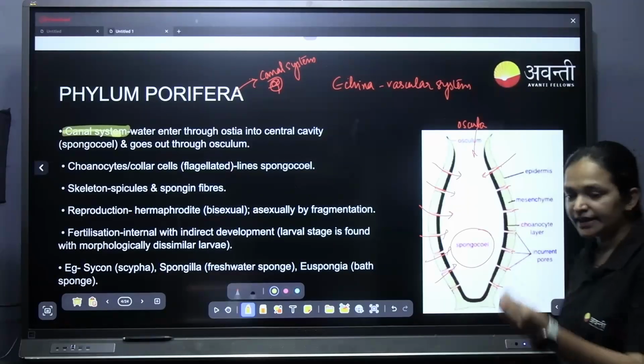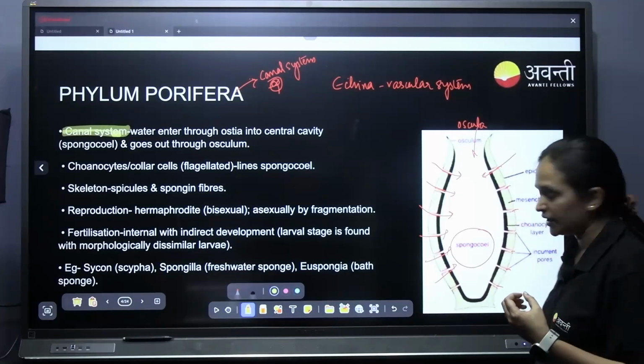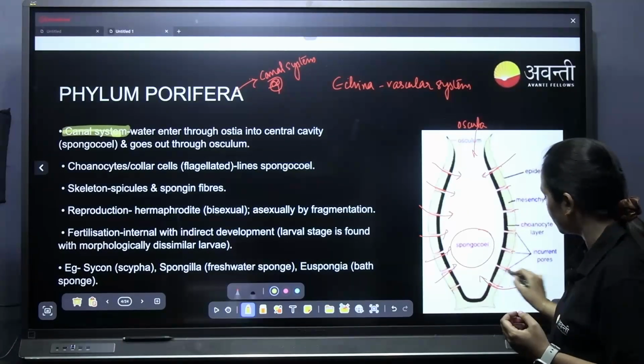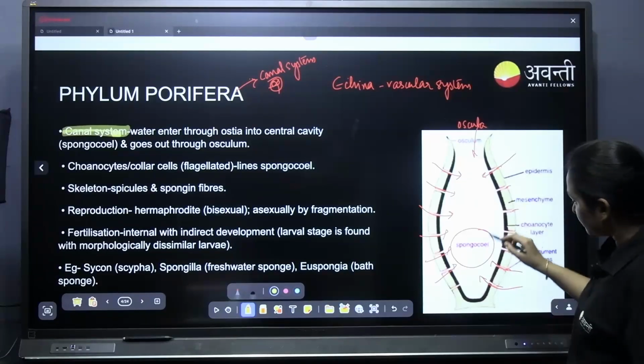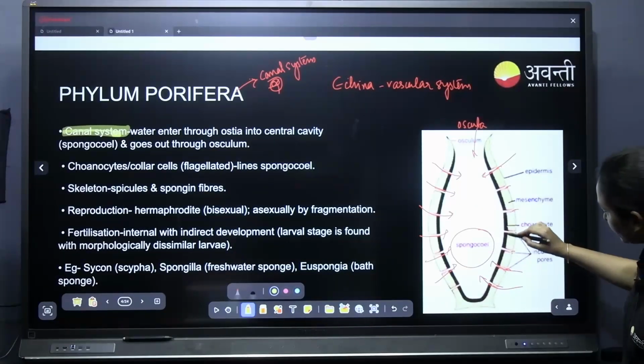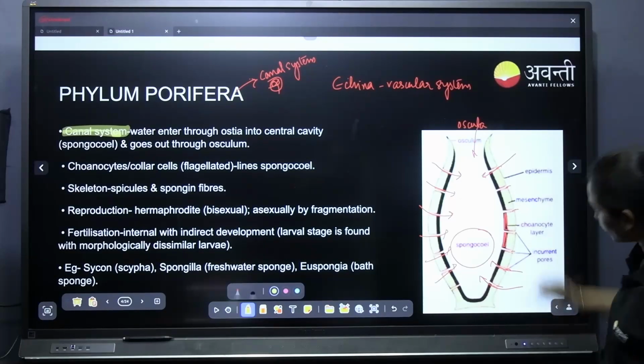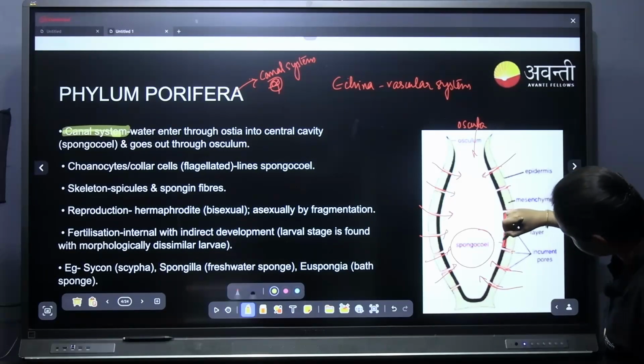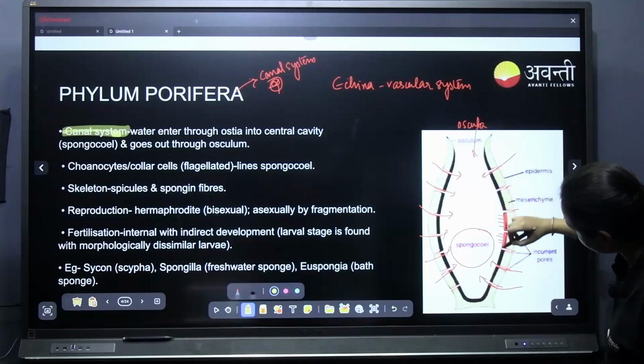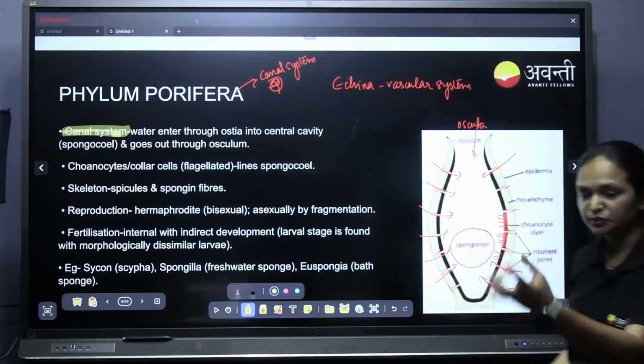When water enters, it takes food. It brings food for the sponges. When food is brought in, there will be this black colored thing you can see. This is called a coinocyte. Coinocytes are cells, and they have flagella, flagella to capture the food.